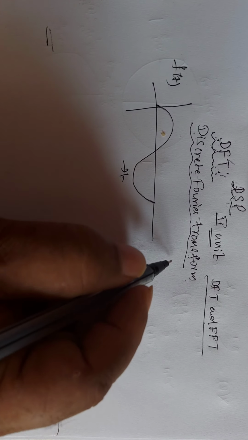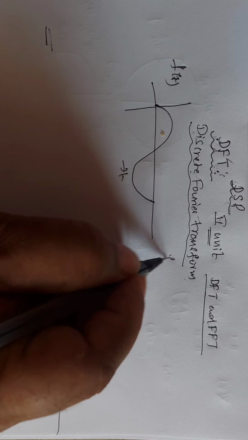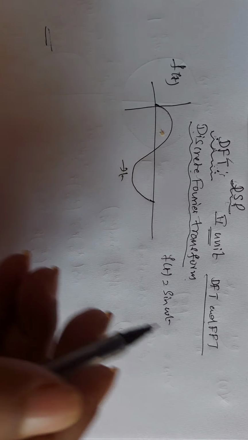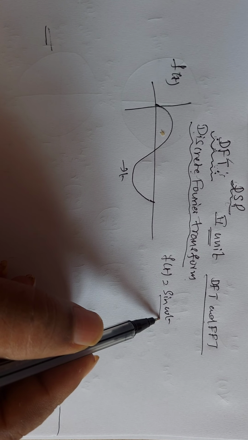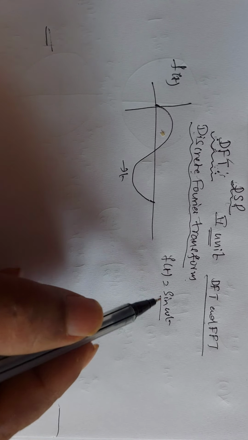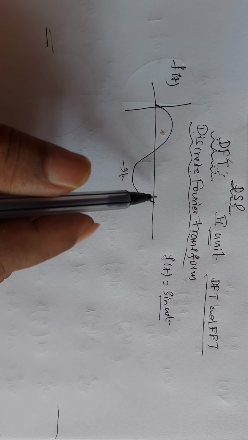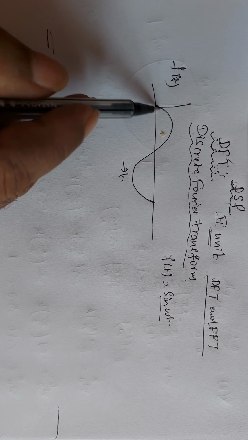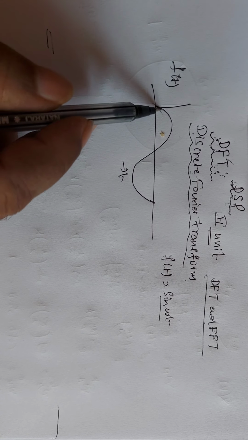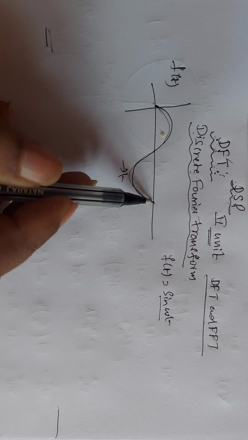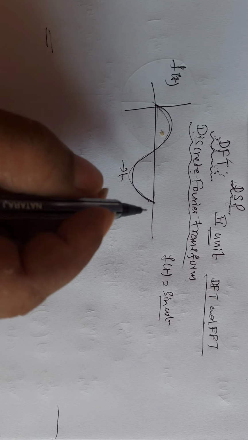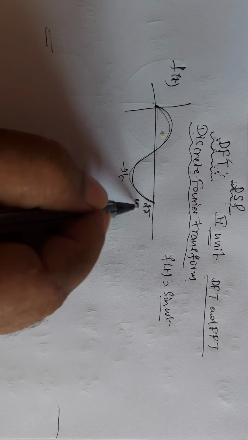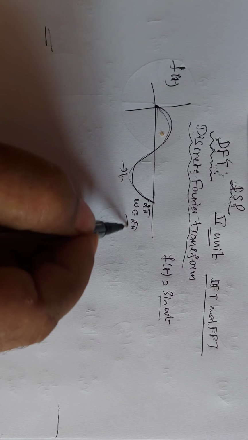Example, let us consider a function f of t which is equal to sine of omega t. So sine of omega t is a continuous function. This is represented by the graph like this. So f of t against t is a sine graph. This is a continuous function where the total length of this function is 2 pi. That is, omega belongs to 2 pi.